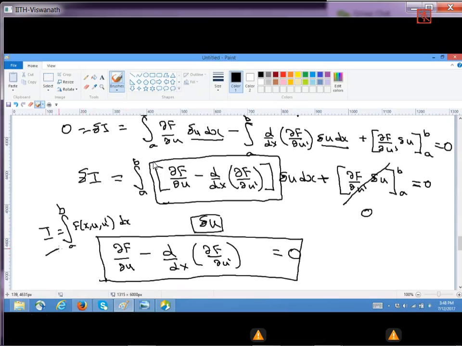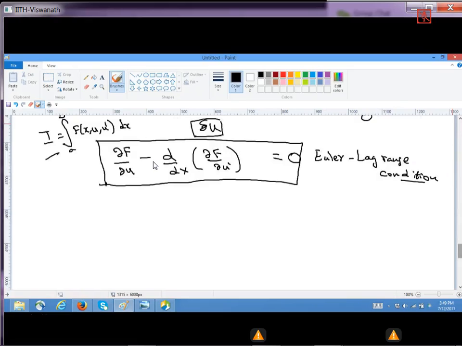For this to be getting a stationary value, the function should satisfy this set of equations, and this set of equations is also known as the Euler-Lagrange condition or EL conditions. So any functional f which satisfies this gives you the condition of equilibrium for a given case.